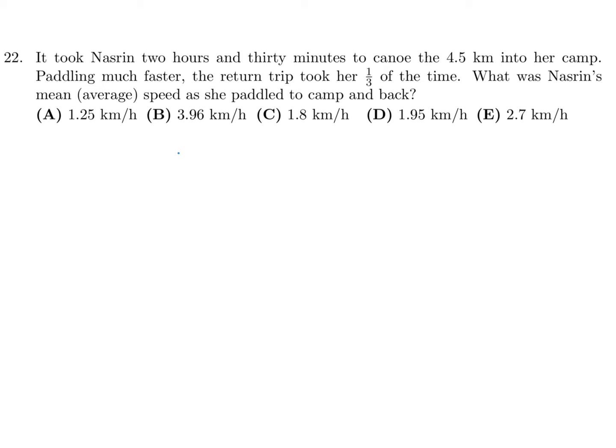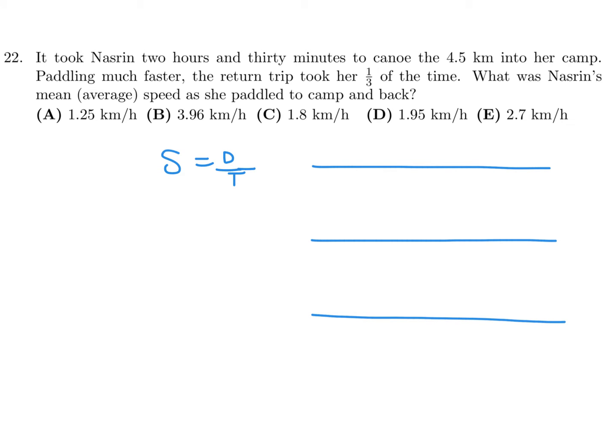Okay, so speed is equal to distance over time, as always. And I guess we have to do this twice. We have to do it for when she's going there and when she's coming back. So when she's going there, her time is 2.5 in hours, and her distance is 4.5. And then when she's coming back, the time is 1/3 of that, so 2.5 divided by 3, and the distance is the same because she's coming back the same way.